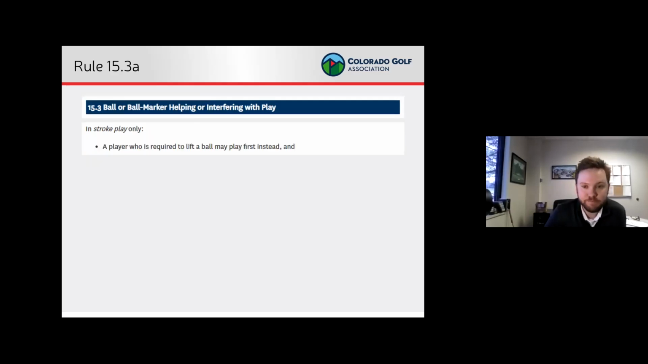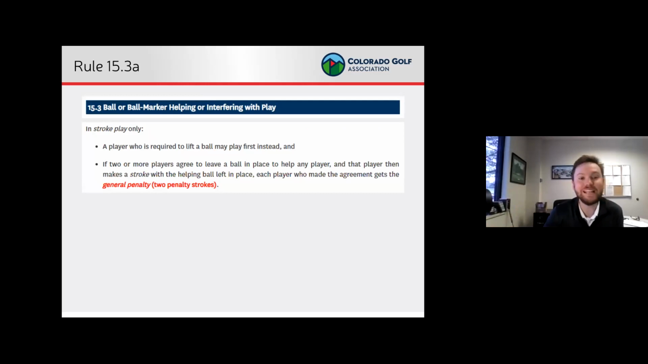In stroke play only, a player who is required to lift the ball may play first instead. So if someone says, hey, Robert, can you mark and lift your ball, I don't want the backstop, I could play first instead. And if two or more players agree to leave a ball in place to help any player, and that player then makes a stroke with the helping ball left in place, each player who made the agreement gets the general penalty: two penalty strokes. When it says two penalty strokes, that's really singling out stroke play, because the general penalty in match play is loss of hole. We already saw it doesn't really apply here. So in stroke play, two strokes.